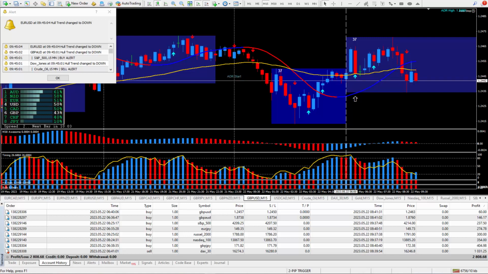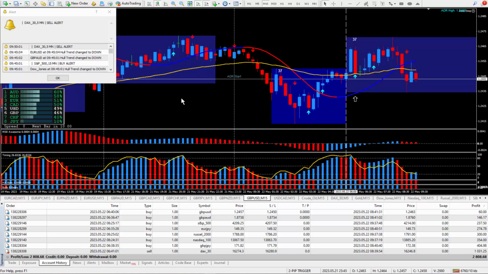Today's date is May the 22nd and I'm using my brand new Pip Trigger trading system. This one uses moving averages. This one here is the Hull moving average. And when it changes colors, you will get a pop-up alert, either change up or down. And you'll get an audio sound.